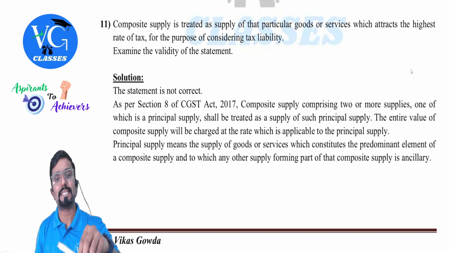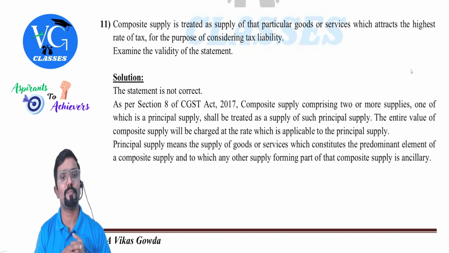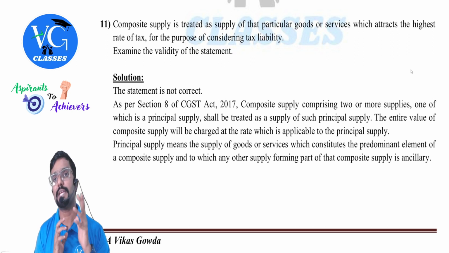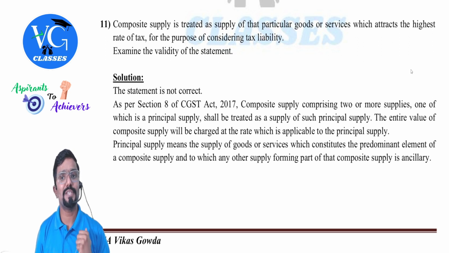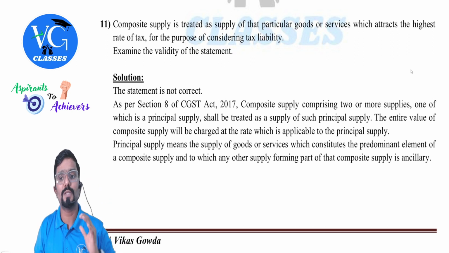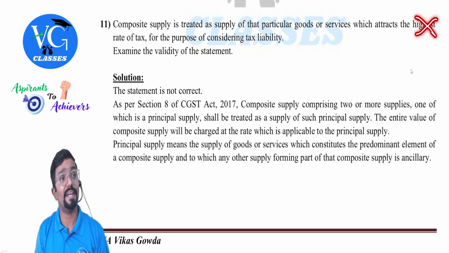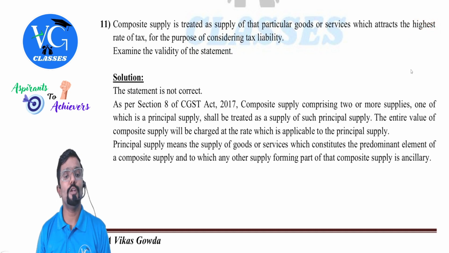Composite supply is treated as supply of that particular goods or services which attracts the highest rate of tax for the purpose of considering tax liability. Examine the validity of the statement. The statement is incorrect, guys. As per section 8 of CGST Act 2017, a composite supply comprising two or more supplies, one of which is a principal supply, shall be treated as a supply of what? Principal supply and not highest rate. Actually, highest rate is for which supply? Mixed supply. The entire value of composite supply will be charged at the rate applicable to principal supply.